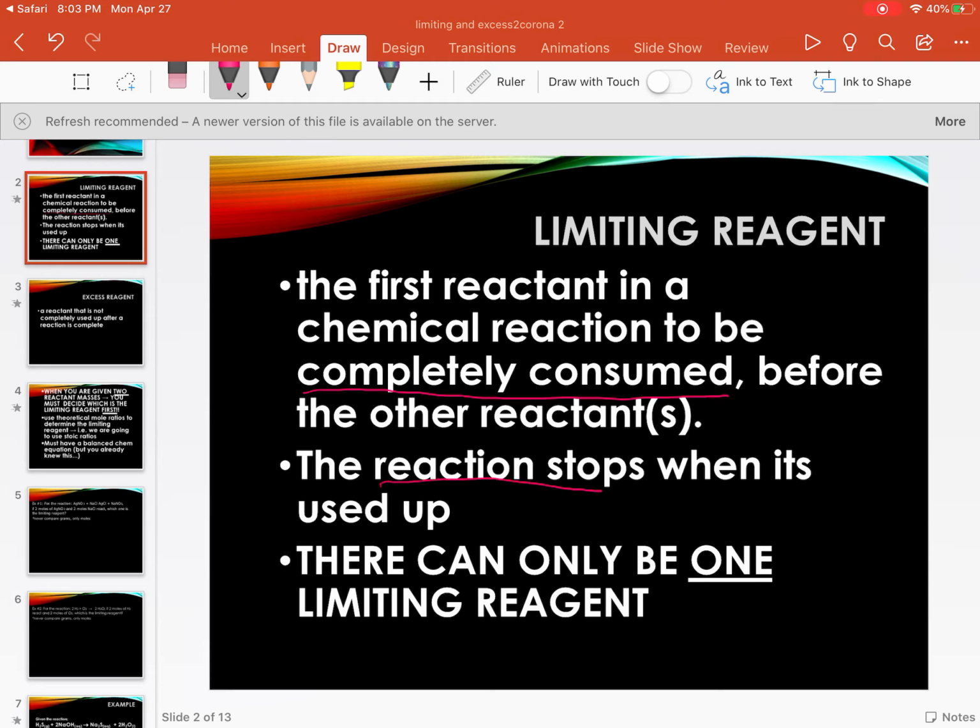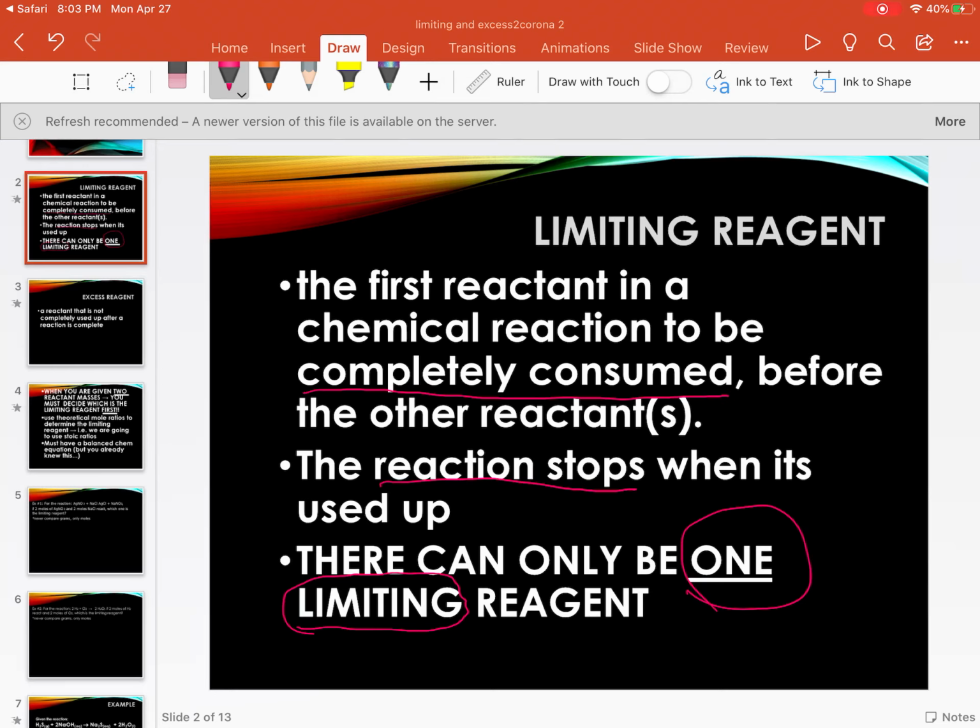And once it's used up, the reaction is going to stop. That's part of the other meaning behind limiting. Once the reaction stops, it limits how much product can be produced. So that's important. Today we're going to look at figuring out which reactant, if there are 2 reactants or 3, is going to be used up first. There can only be one limiting reagent, thus limiting how much product can be produced.